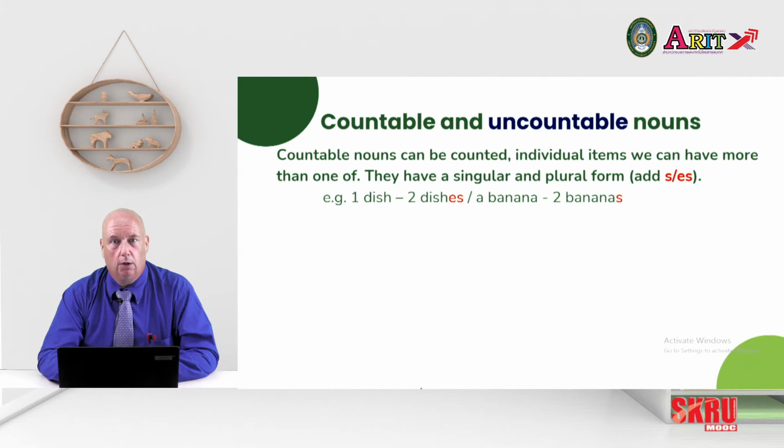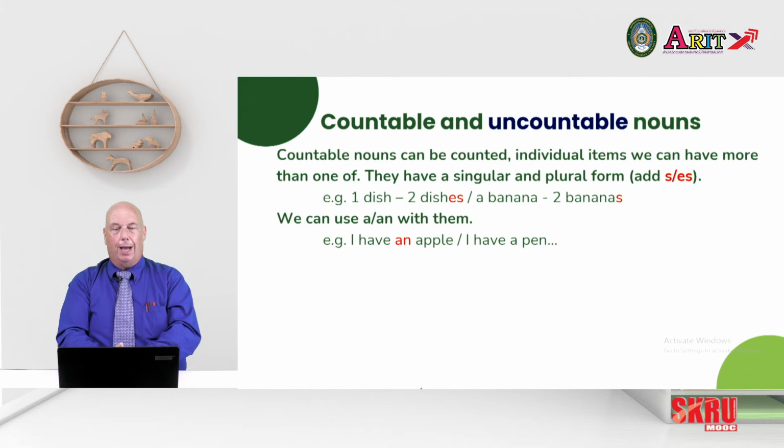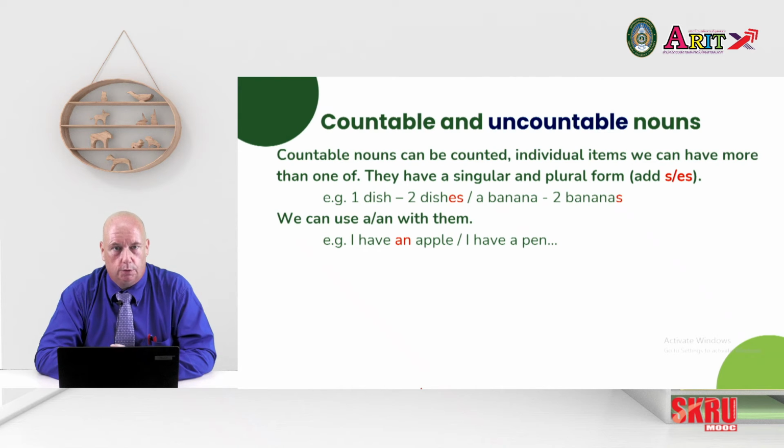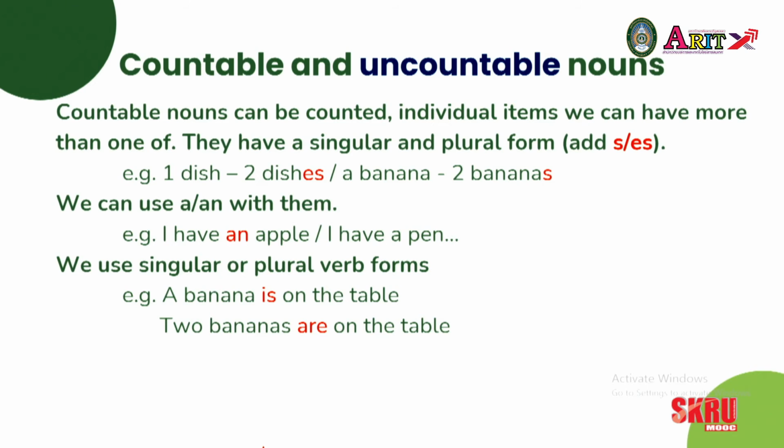We're not going to go into a lot of detail on that today, but something to look out for. We can use a and an with them as they're countable singular nouns. I have an apple, I have a pen. We can use singular or plural verb forms depending on whether it's a singular noun or plural noun. A banana is on the table, 2 bananas are on the table.